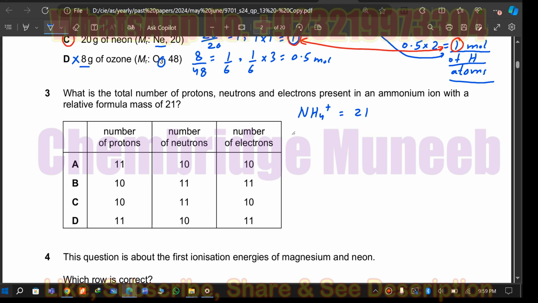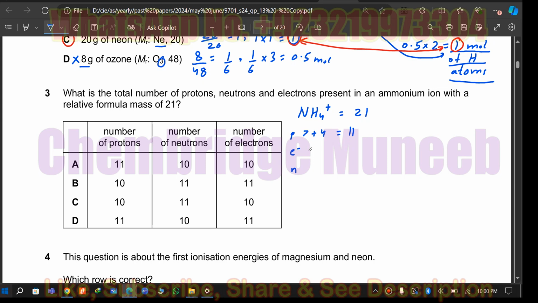We know we have to calculate the proton, electron and neutron in this ammonium ion. Proton, electron and neutron. We know that in this ammonium ion there is 1 nitrogen atom and there are 4 hydrogen atoms. The atomic number of nitrogen is 7 and the atomic number of hydrogen is 1, and there are 4 atoms, which means there are 4 protons from the hydrogen. So in total the number of protons comes out to be 11. Now comes the electron.